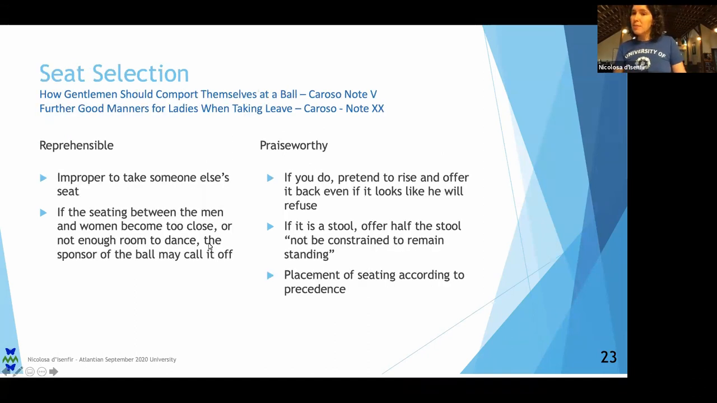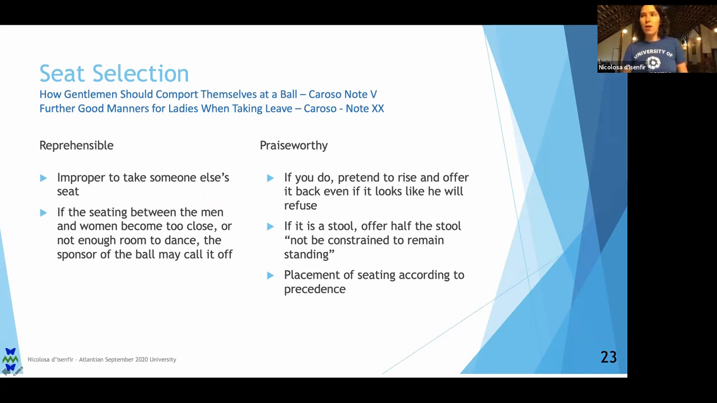So let's talk a little bit more about seat selection. This is actually across two different rules in Caroso, and I've sent these slides out so you can reference all the rules and notes later. It is quite reprehensible to take somebody else's seat. As we just mentioned earlier, where the seat is is quite important.